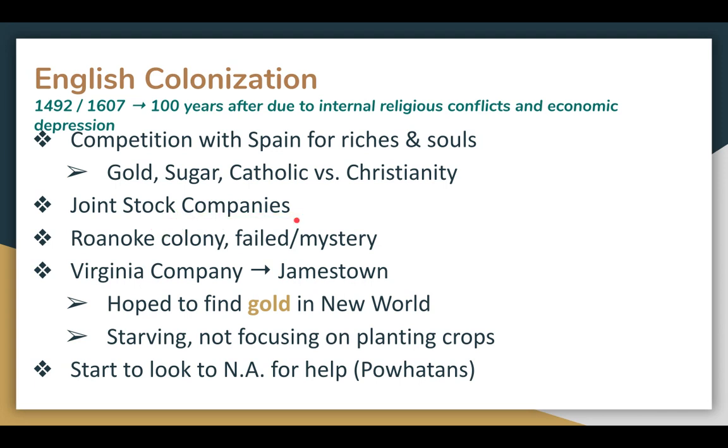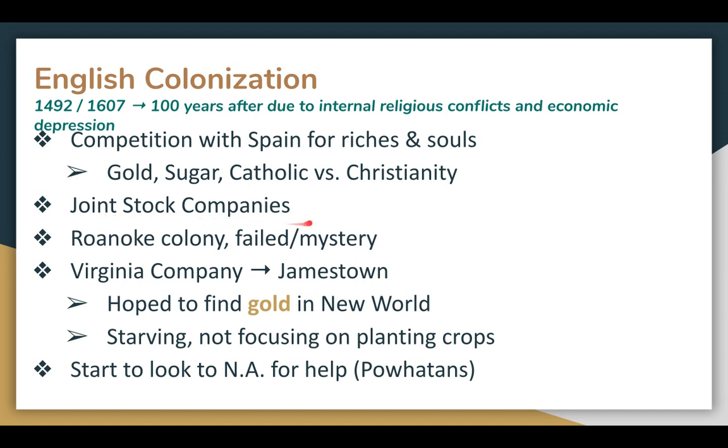Companies in England are funding explorers, they are funding colonizers. Now, these companies are not just doing it out of the goodness of their heart. These companies are funding people to come to the New World to find something, to find a commodity that they can sell and make money. So this is purely economic benefit.